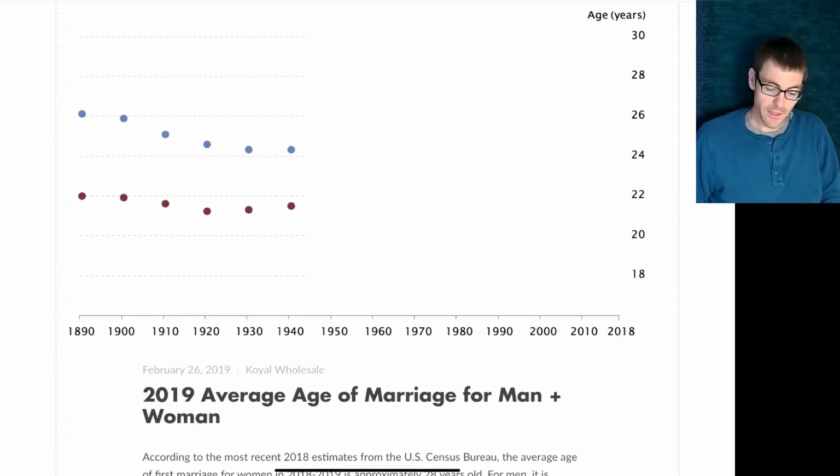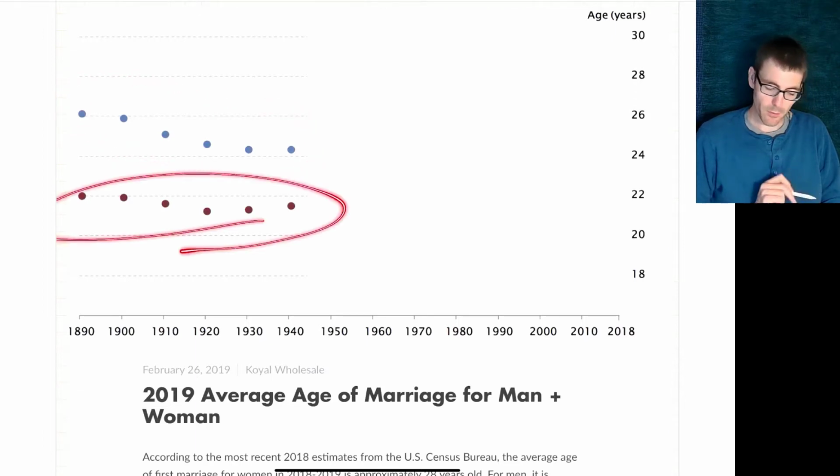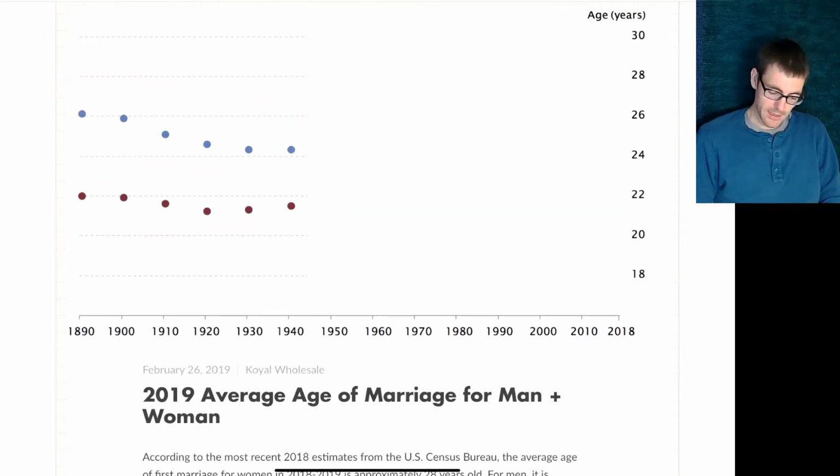So if we have this collection of data points, this is for men would be these data points, women would be these data points. Let's say in 1900, the average age of first marriage for men would be about 26, and for women would be around 22.